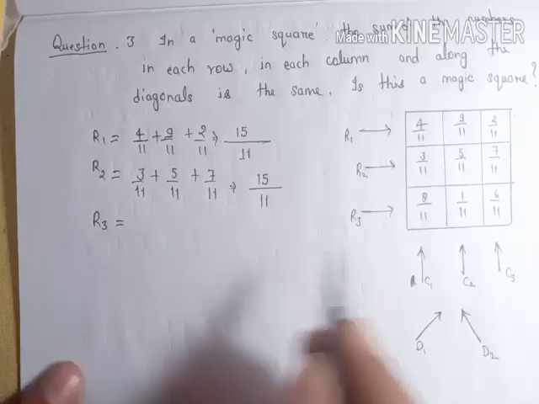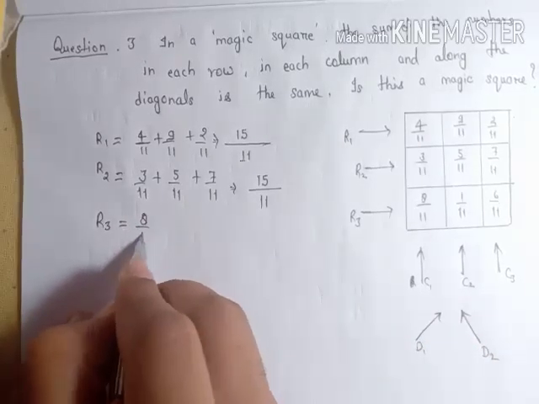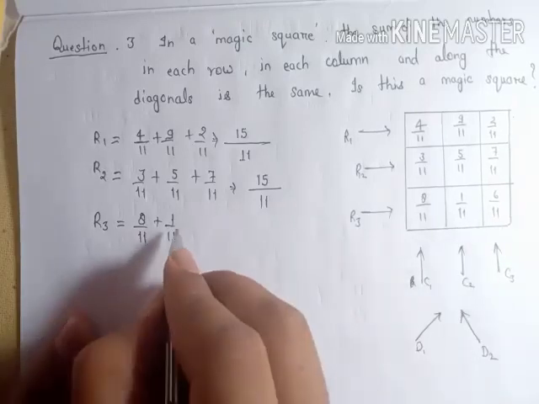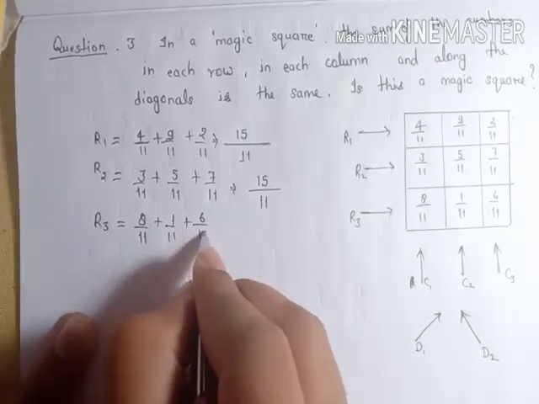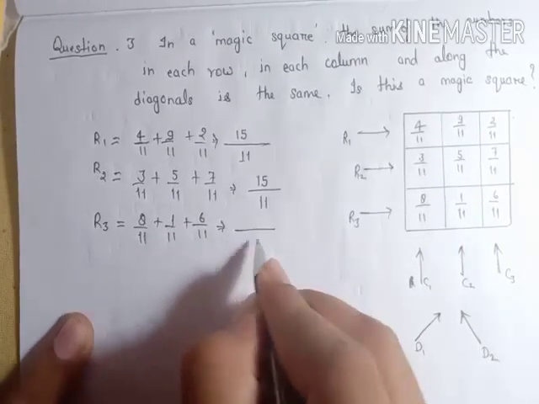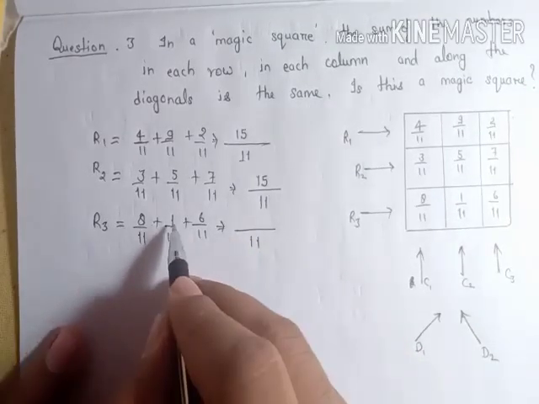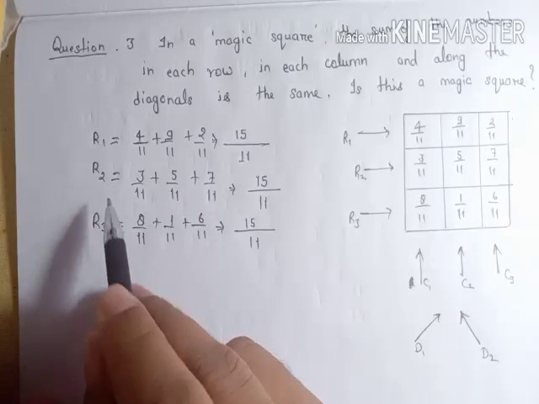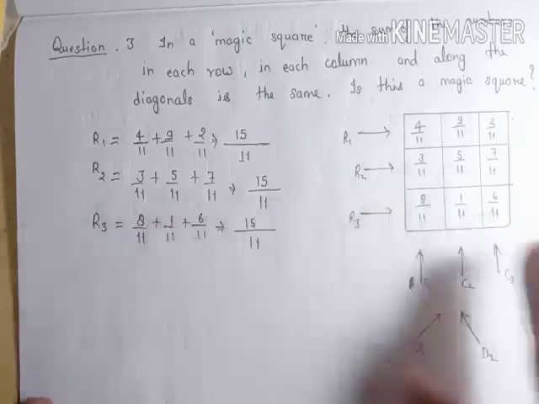R3 is equal to what? 8 upon 11 plus 1 upon 11 plus 6 upon 11. Again the LCM is 11, and 8 plus 1 is 9, 9 plus 6 is 15. So R1 is equal to R2 is equal to R3. The sum of all the rows is equal.